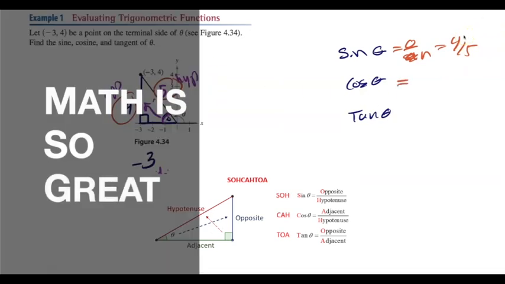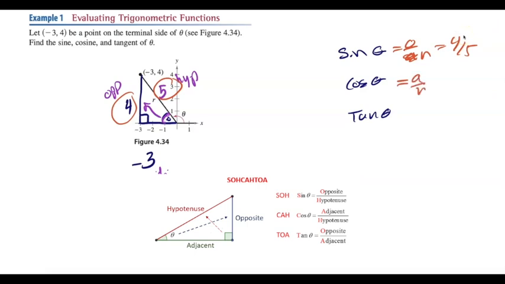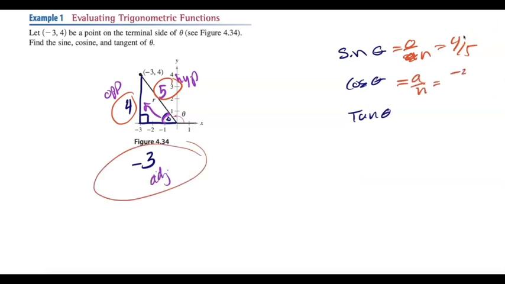Cosine, SOHCAHTOA, adjacent over hypotenuse, negative 3/5. And tan, TOA, is 4 over negative 3. That's the way it works. So if you know how to build your triangles, you're all set.